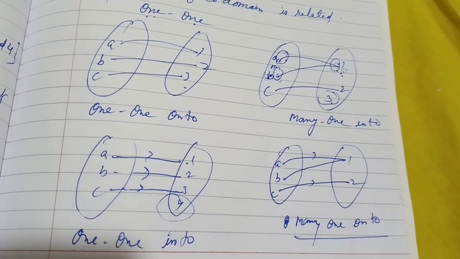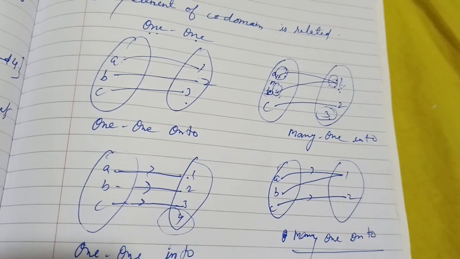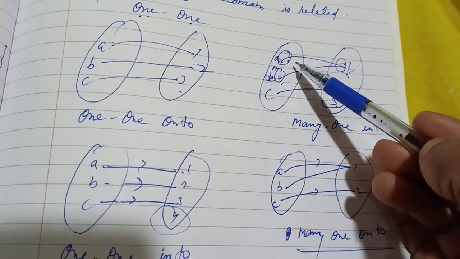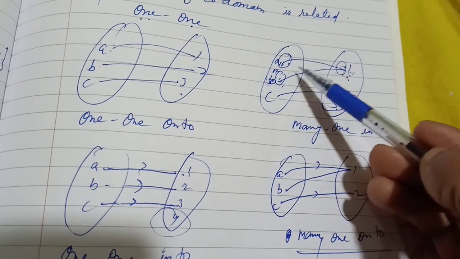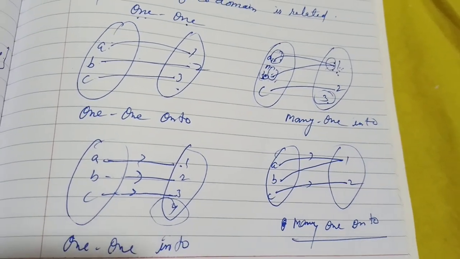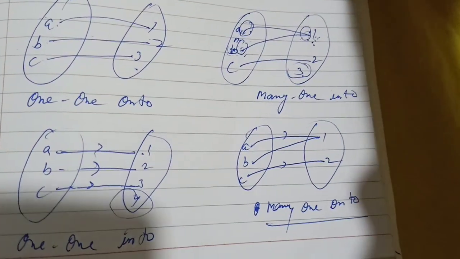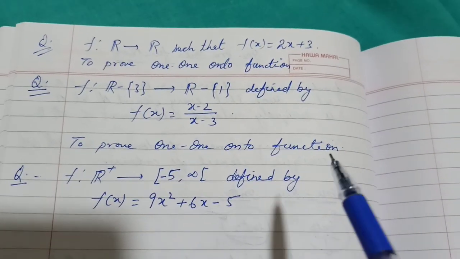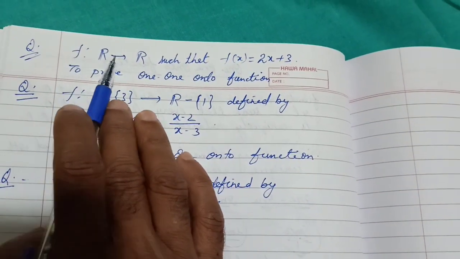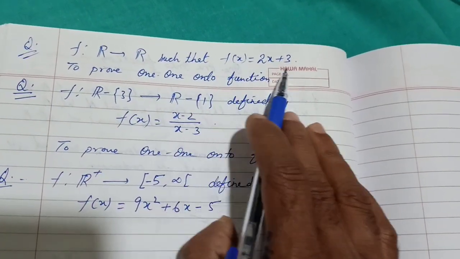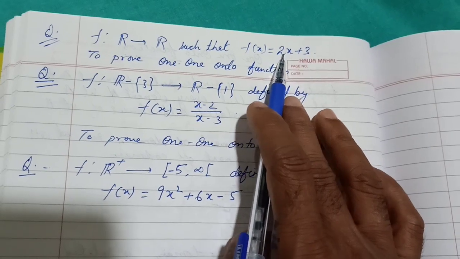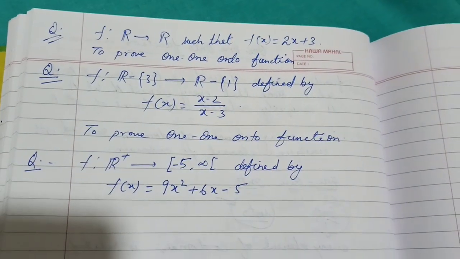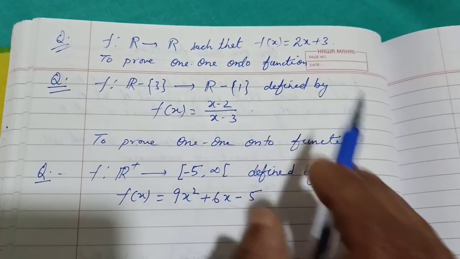Okay, so when we have to prove one-one function, then we have to take two elements from the domain in such a way that codomains are equal. Take an example which comes in the exam question, CBSE. So we have taken three questions. First we have taken the question: function from real number to real number such that f(x) is defined as 2x plus 3. We have to prove this function is onto function.